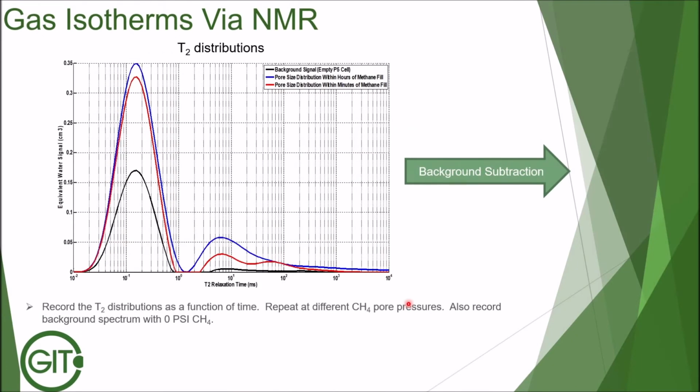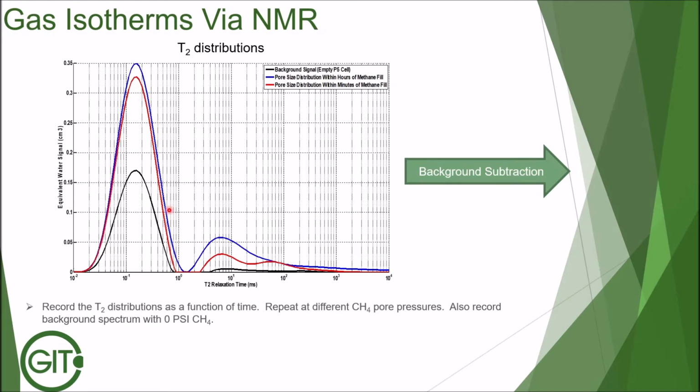This slide shows typical T2 distributions recorded for the shale sample at a methane pressure of 2000 psi. The trace shown in red was recorded within a few minutes of the initial injection of methane. The blue trace was recorded several hours after the initial injection of methane. As you can see, and as expected, the amount of methane increases as time goes on.